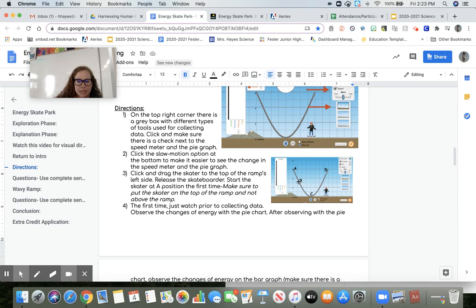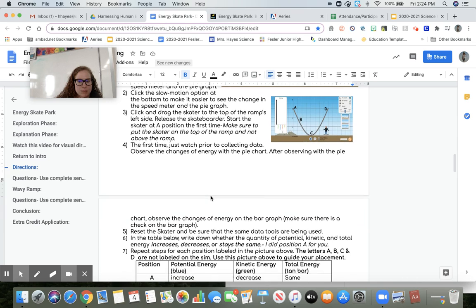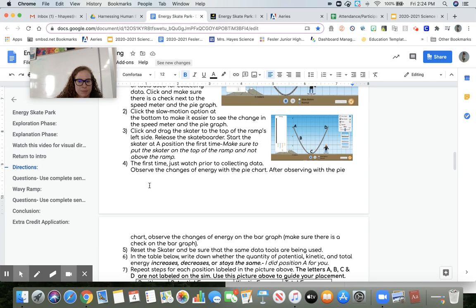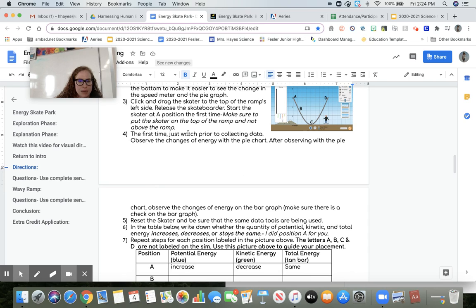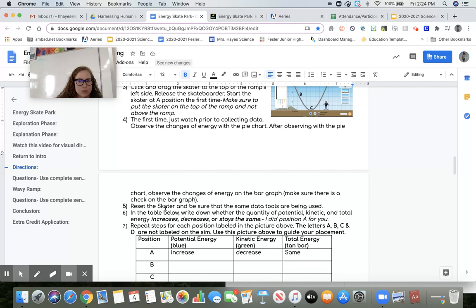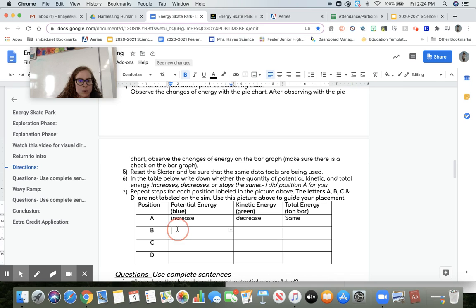So see these letters right here? They're not really on our skate park, but that's what we're going to do: start him at A, then halfway down, C and D, and we're going to make some observations when we do that. It's important to put him on the ramp and not above, because we don't want thermal energy. The first time, just watch and see what's going on. Then we're going to observe doing it at the different positions, and then we're going to record down here.